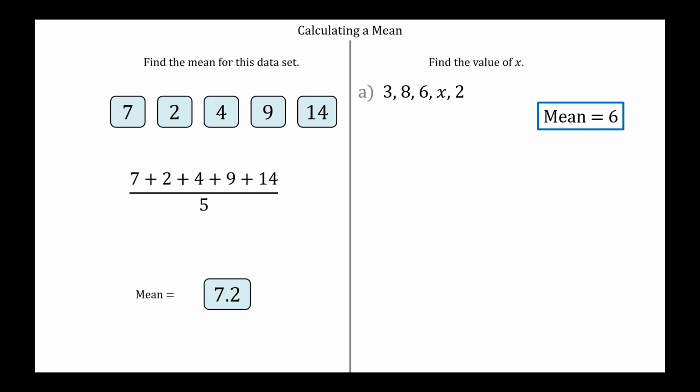Okay, now let's work on a different type of mean question. So in this case, we're given the mean equals 6, and we're given 5 data points. However, one of our data points is an unknown that we're going to represent using the value of x.